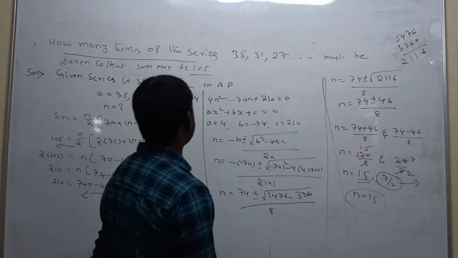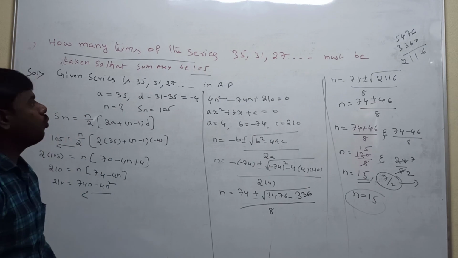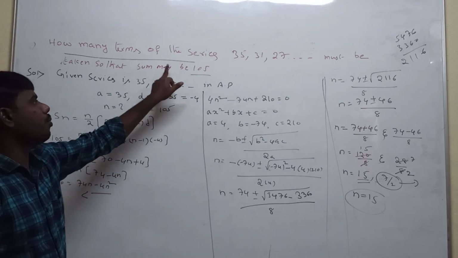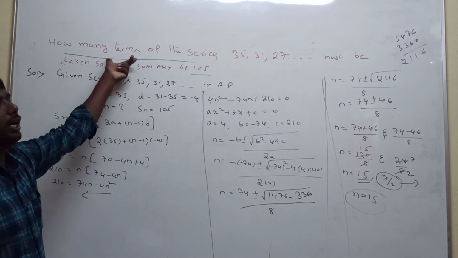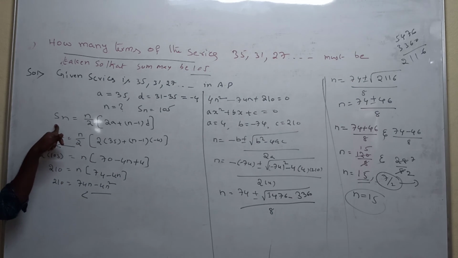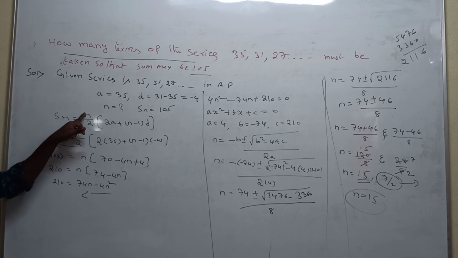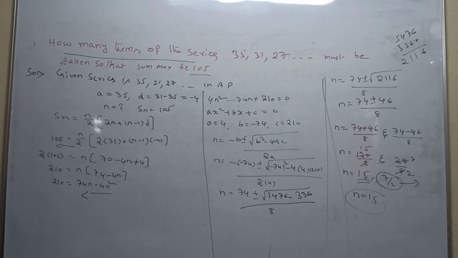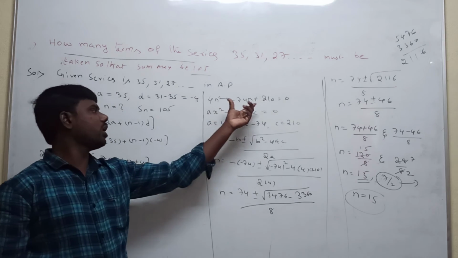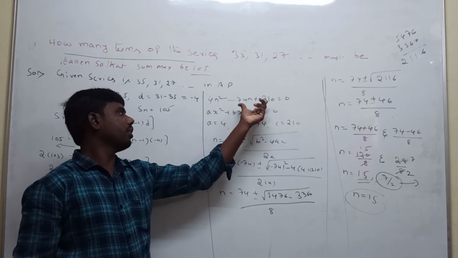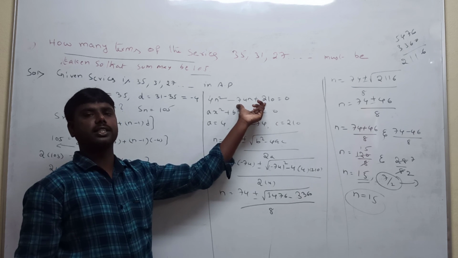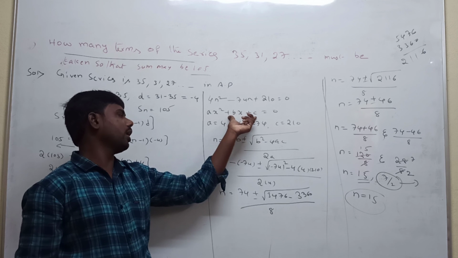The sum of the 15 terms value is 105. What are they given? They gave one series and the total sum, 105. We need to find the n terms of the series. That's why we apply the sum of the nth term of the arithmetic progression formula, n by 2 into 2a plus n minus 1 into d. We substitute all the values and finally get a quadratic equation. For a quadratic equation we can apply the formula method or else the factorization method. So we are applying the formula method.